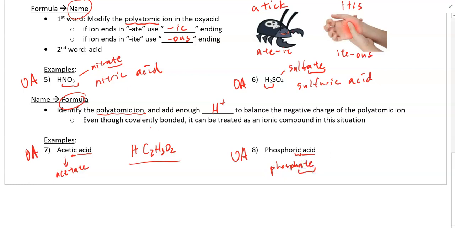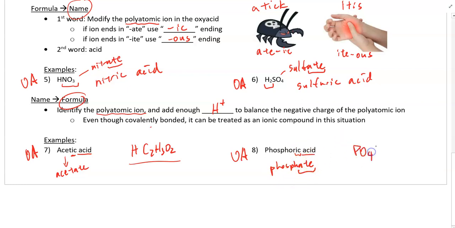phosphate. Again, once more, this is kind of a strange one where it changes a little bit, basically one of those things, kind of like the sulfate and sulfuric. So we can't call it just phosphic acid. Whatever the case, we're looking for the polyatomic ion phosphate.